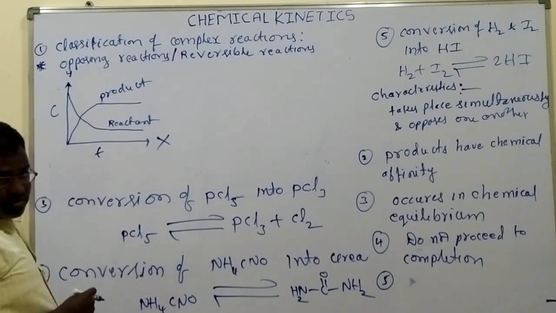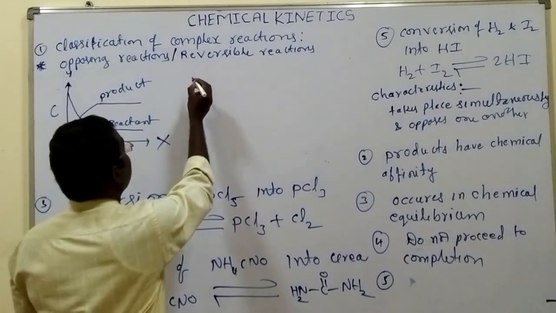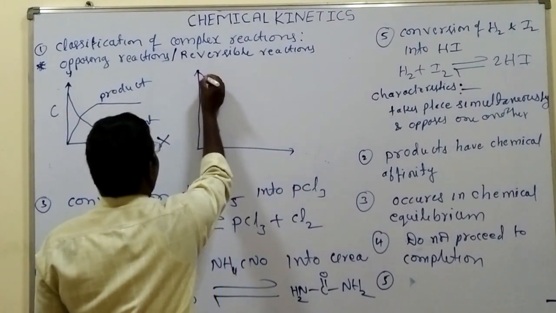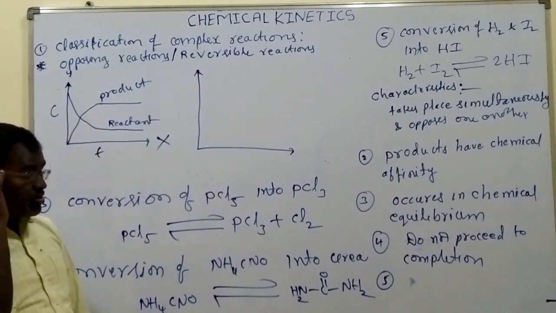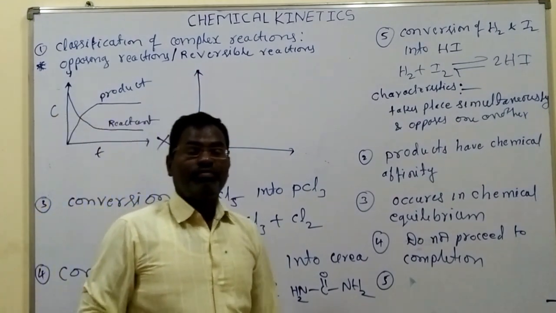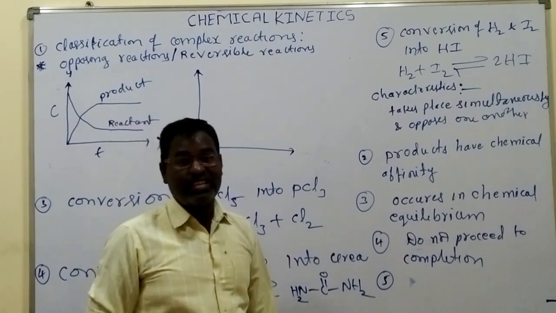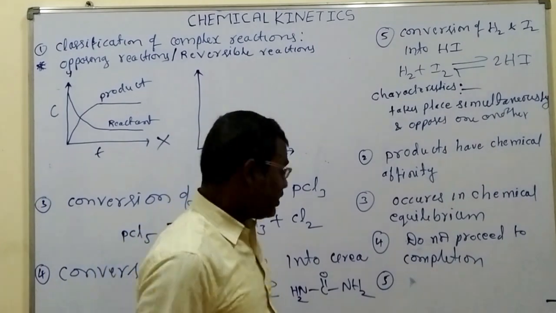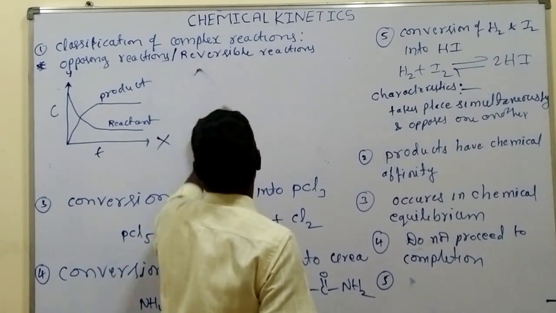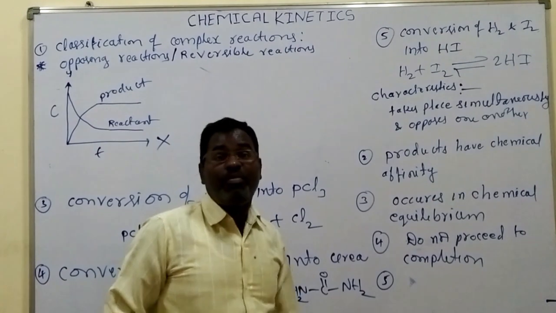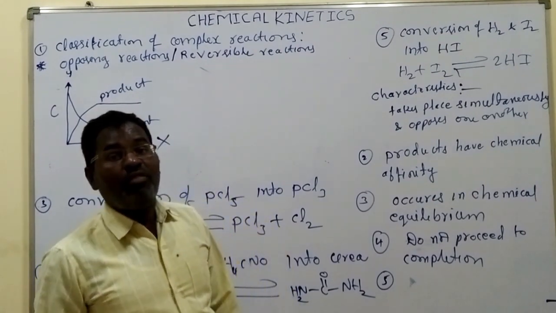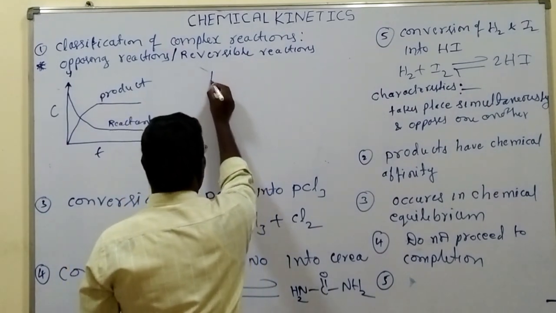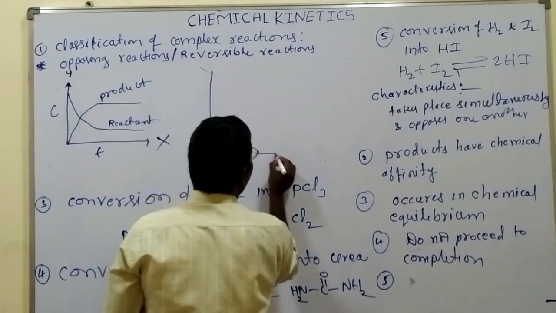So these are the plots. Okay, so next one: instead of the concentration, you have to take the rate of the reaction and the percentage of the products. In the next graph, we are plotting the graph between the rate of reaction and percentage of products.